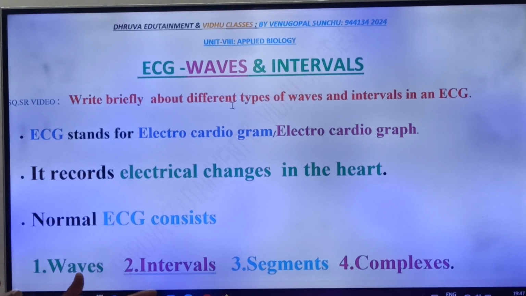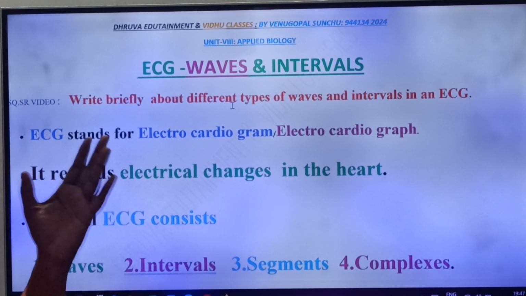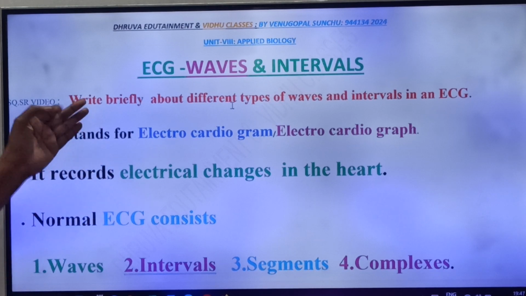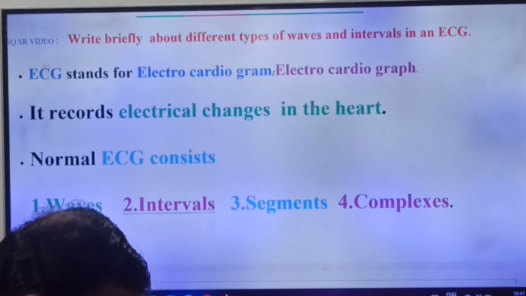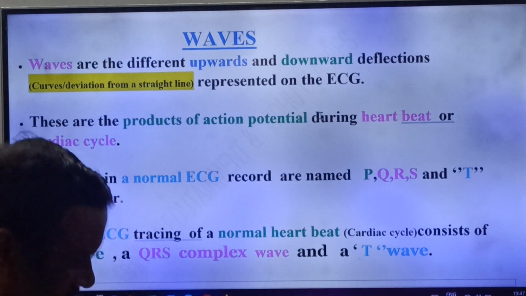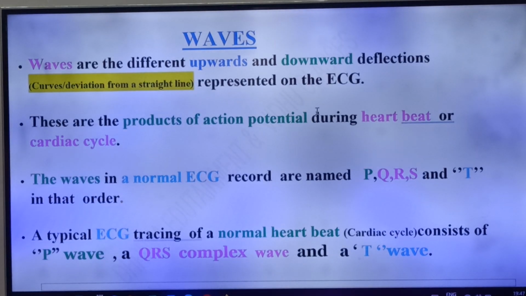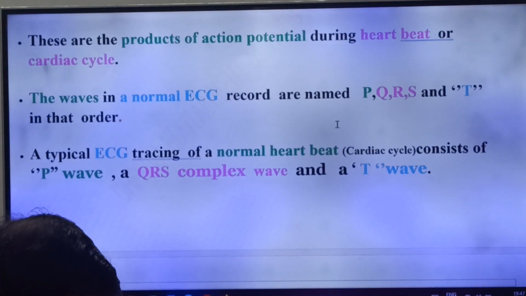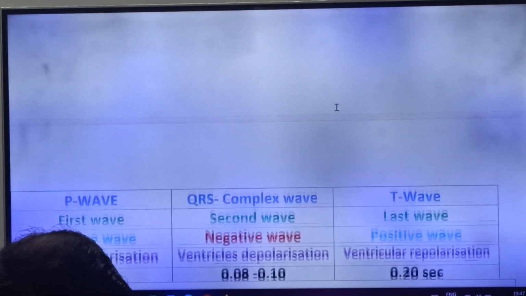But you should know what the components of the ECG are. ECG has 4 components. What are they, friends? Waves, intervals, segments and complexes. Now come to waves, friends. What are waves? See, waves are the different upward and downward deflections represented on the ECG. Once you see the ECG, friends, you will get an idea.